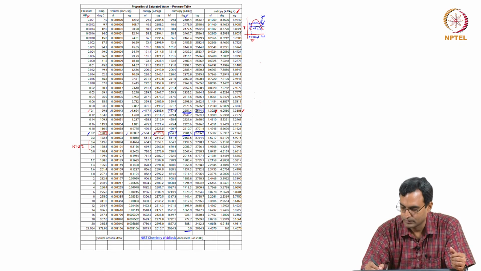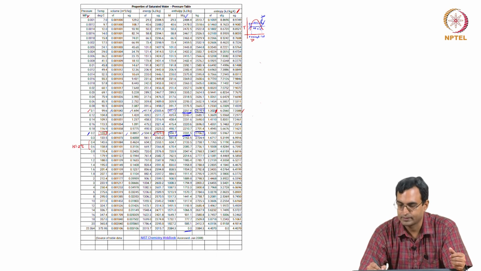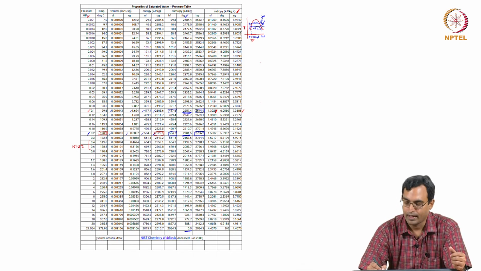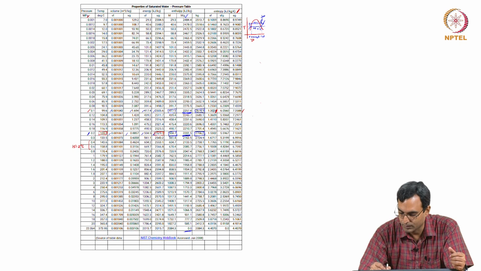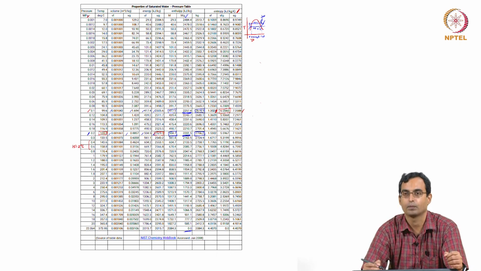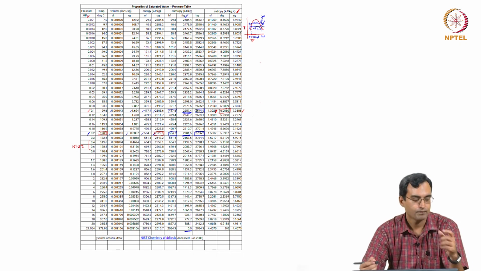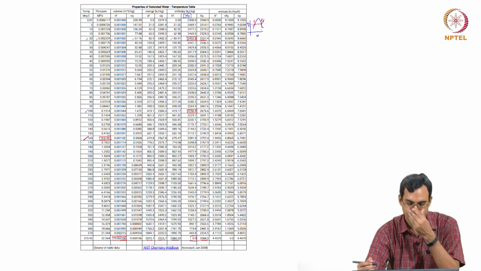Saturated vapor, which is on the right hand side of the dome, has a value of 7.3588 kilojoule per kg Kelvin, and the difference between the liquid and the vapor entropy is essentially 7.3588 minus 1.3028, that is the SFG, which is listed over here. We can look at the same on the temperature table as well.